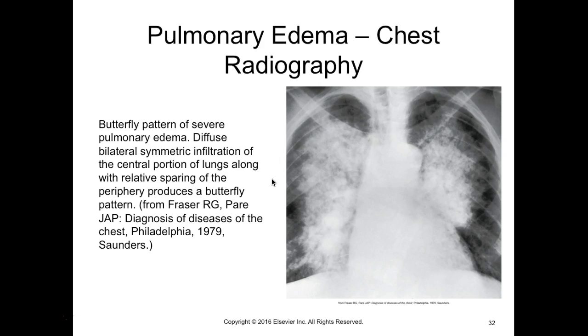All right, so this is the butterfly pattern of severe pulmonary edema. If I saw this, I'd be very concerned for the patient. I'd show this to a radiologist immediately. Diffuse bilateral symmetric infiltrates of the central portion of the lungs along with relative sparing of the periphery produces a butterfly pattern. So it looks like butterfly wings. So here's your wings on the outside. This patient's very sick.